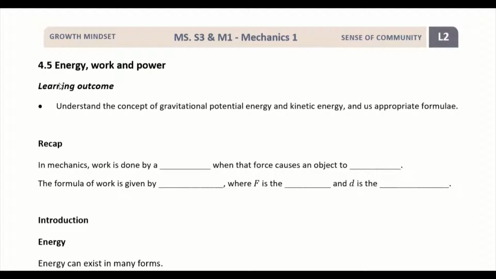Okay, so there are two types of energy we will be learning today. The first one is called gravitational potential energy. In short, we can write it as GPE or sometimes just potential energy, but to be more precise, it should be gravitational potential energy. The second is kinetic energy, which can be written as KE. We're going to look at kinetic energy first, then gravitational potential energy. We will look at the definition of these two energies and also apply the formula for each of them. Okay, so let's start with the lesson.